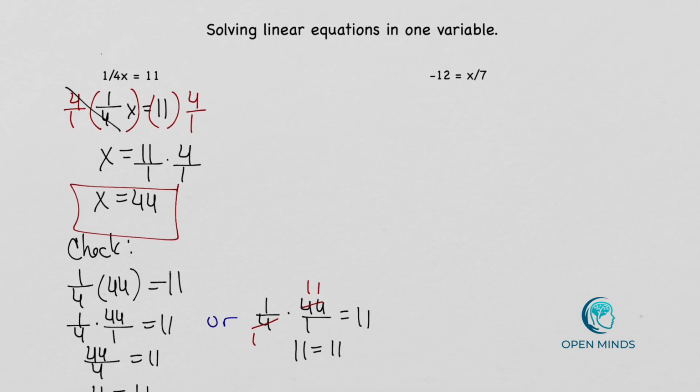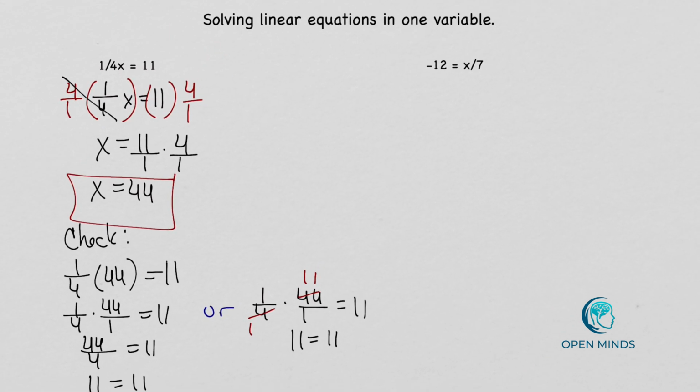All right, our last problem is -12 equals x/7. For this one, always focus on where your variable is and what's near it. So we're dividing by 7. Of course, the inverse operation is to multiply by the 7. So it cancels on the right. On the left, 7 times -12 is -84.